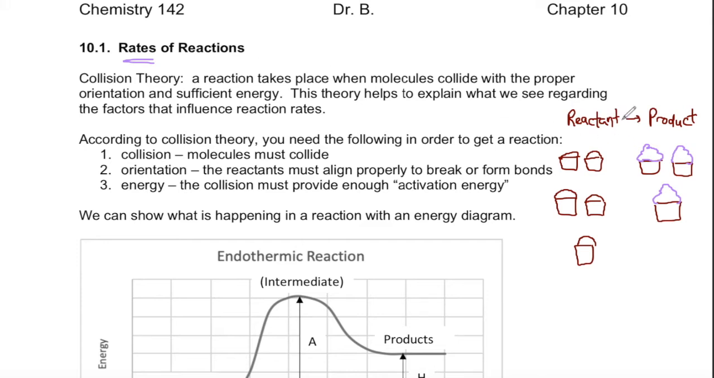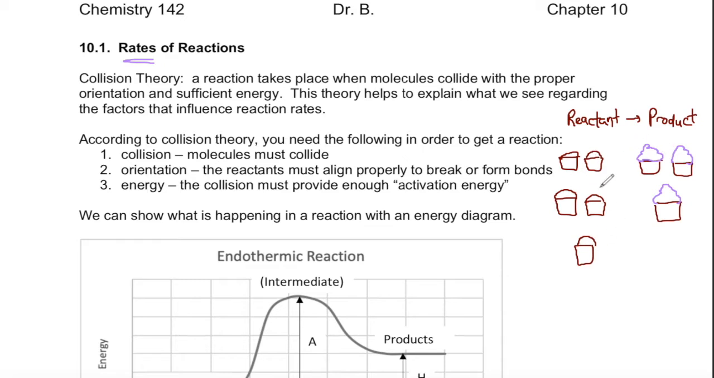Here I have a reactant going to product, and you can measure how quickly or slowly it's happening by measuring the change in the amount of reactant that you have. As it goes away, it can go away quickly or slowly. Or you can measure the change in the amount of product that you have. That can either be produced quickly or slowly.